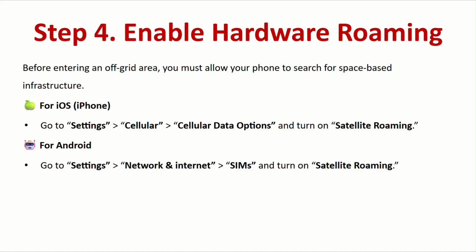Step 4. Enable hardware roaming. For iOS, go to Settings, then go to Cellular, then go to Cellular Data Options and turn on Satellite Roaming. For Android, go to Settings, then go to Network and Internet, then go to SIMs and turn on Satellite Roaming.